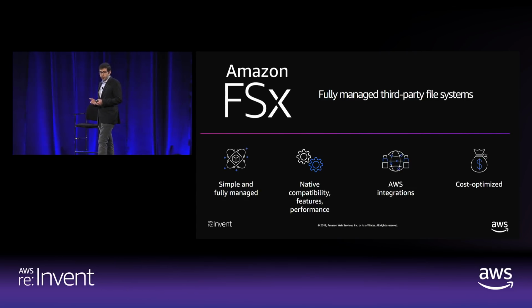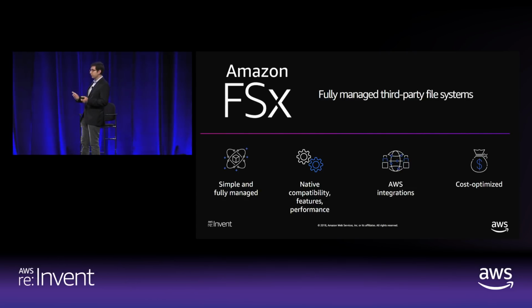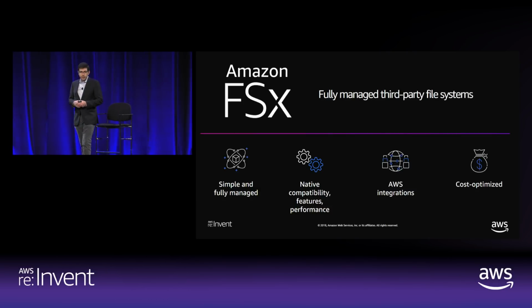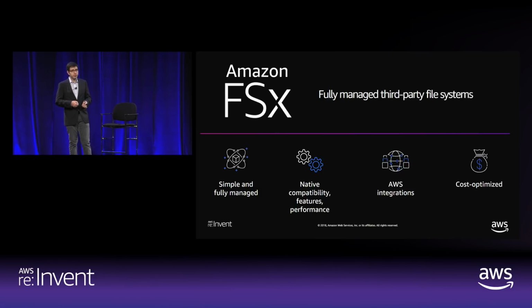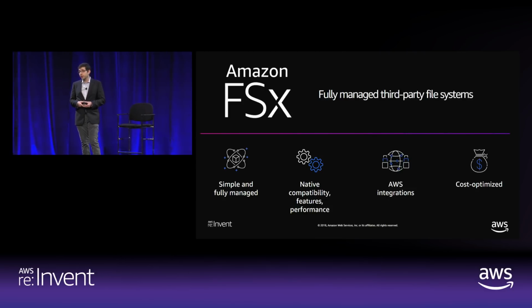The native compatibility and features and performance of these third-party file systems. But we integrate them with AWS services to make them much more useful than they otherwise would be. And an example is what we're doing with S3 with Lustre. And then cost optimized for the use cases that they're targeting. So again, with Lustre, for example, with the non-replicated version of the product.